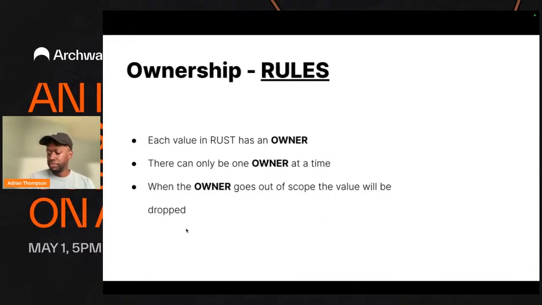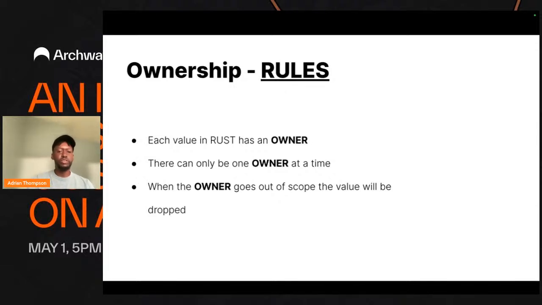Ownership. Ownership was a big thing for me to grasp initially when I started writing code in Rust. So these are the main rules you need to understand when it comes to ownership. Each value in Rust has an owner. So x equals 5: x is the owner of that value.